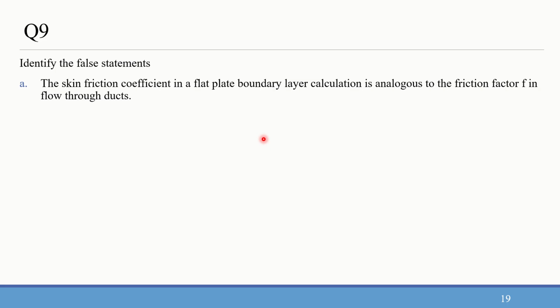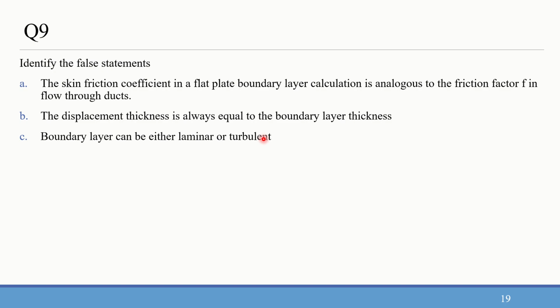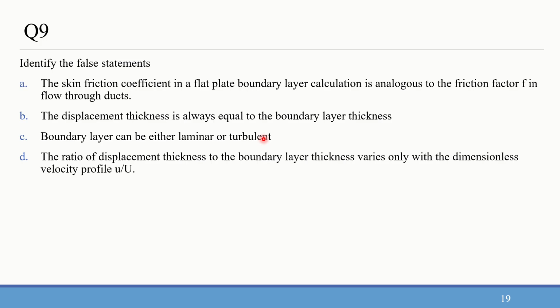So first statement, it is given that the skin friction coefficient in a flat plate boundary layer calculation is analogous to the friction factor F in flow through ducts. Second one, displacement thickness is always equal to the boundary layer thickness. Option C, boundary layer can either be laminar or turbulent. Option D, the ratio of displacement thickness to the boundary layer varies only with the dimensionless velocity profile u by U. Option E, none of the above.